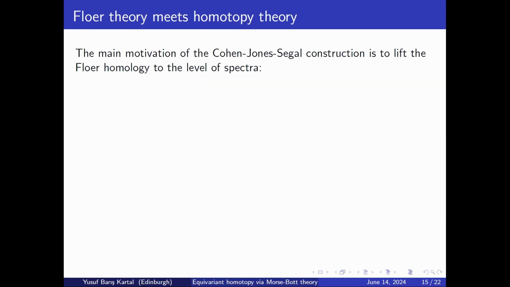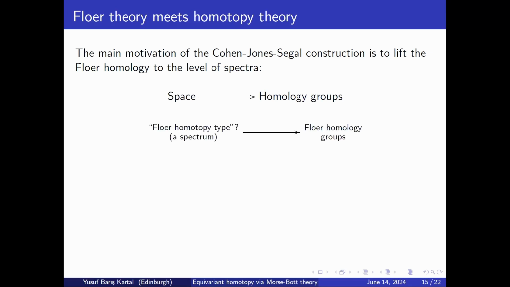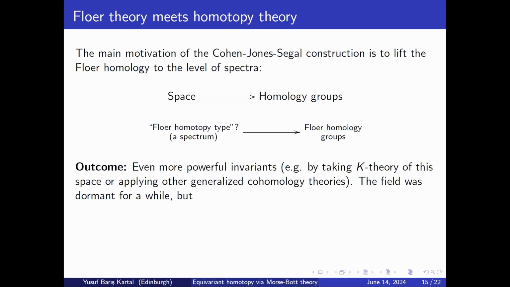So I promised to tell you about Cohen-Jones-Segal's main motivation. Their motivation, of course, was to lift Floer homology to spectra. What I mean by this is, if you have a space, you can take homology. If you have Floer homology, the question you can ask is: is there a space or a spectrum whose homology gives you Floer homology? They didn't work out lots of details, but the expected outcome was more powerful invariants. For instance, you could take symplectic K-theory instead of symplectic cohomology.